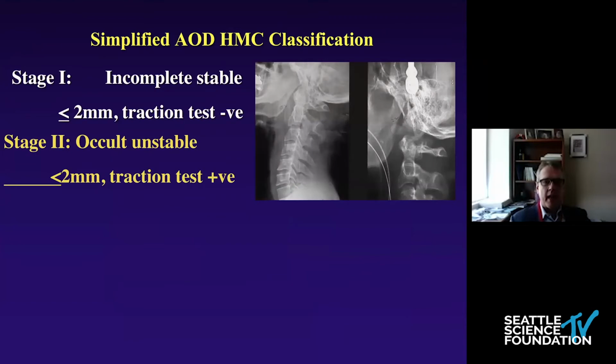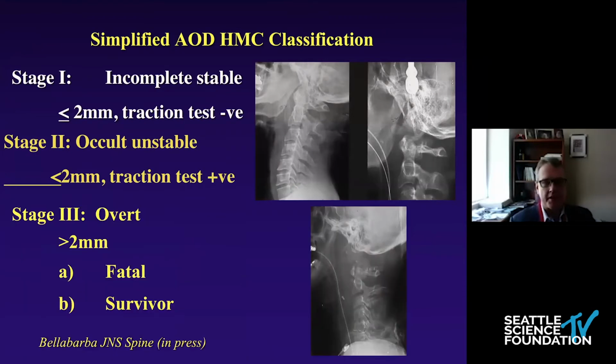We came up with a classification system, and it went into 3 stages. Basically, you had stage 1, which was an incomplete or stable injury, and we often used a traction test to make sure that they could not disrupt the atlanto-occipital joint. If you had more than 2 millimeters of movement on that traction test, that was an occult unstable injury. But again, with multiple imaging modalities and advanced imaging, oftentimes the traction test has become obsolete.